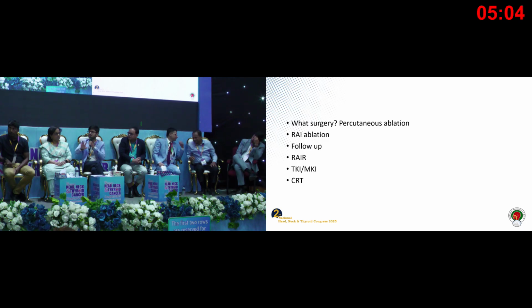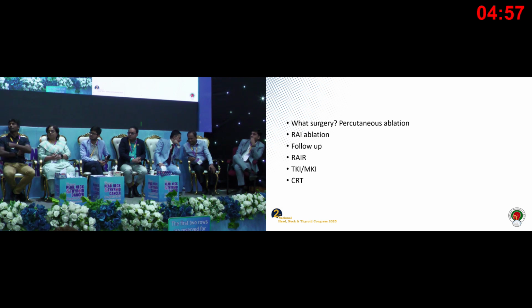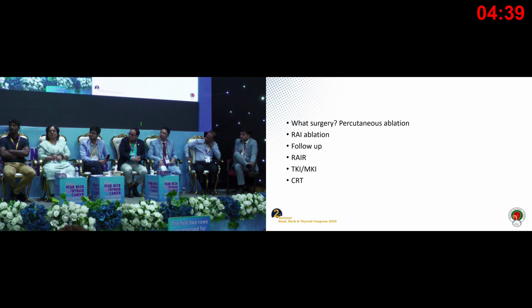There is a reference in the ATA guideline 25. There is a comment on the ATA guideline 25. Roughly 60% of patients are radioactive iodine avid, those who have thyroid malignancy with metastasis, and one third of them are resolved with repeated radioactive iodine treatment. This has been written in this.